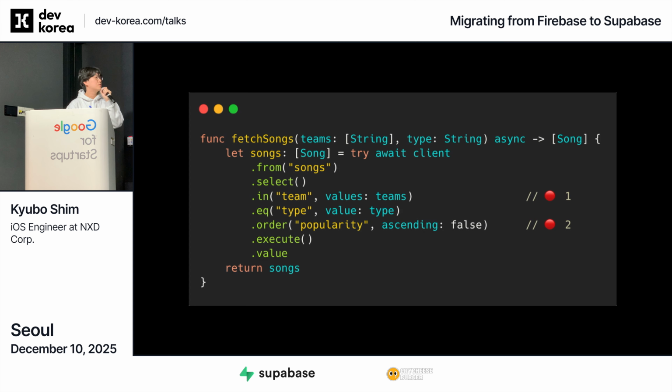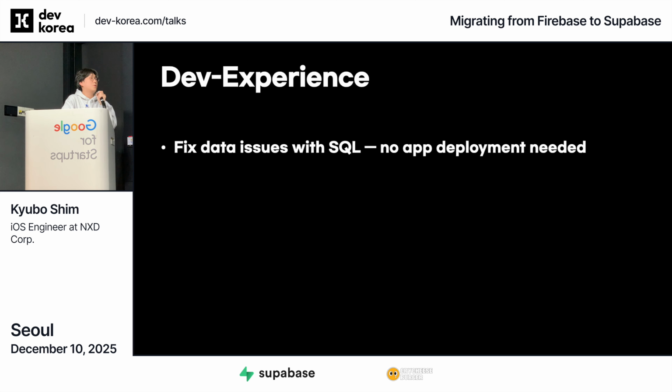We also have improvements to the dev experience. First is fixing data issues, which is now trivial. In Firestore, bad data meant clicking through the console or writing scripts. When you want to search for one piece of data, you need to dig into the whole subscription. It's really complex to find specific data from the Firestore console.